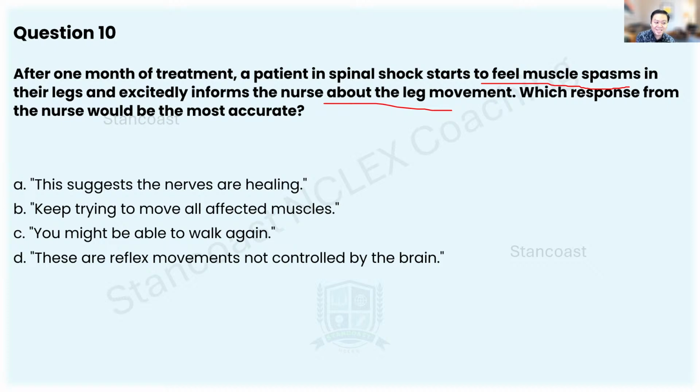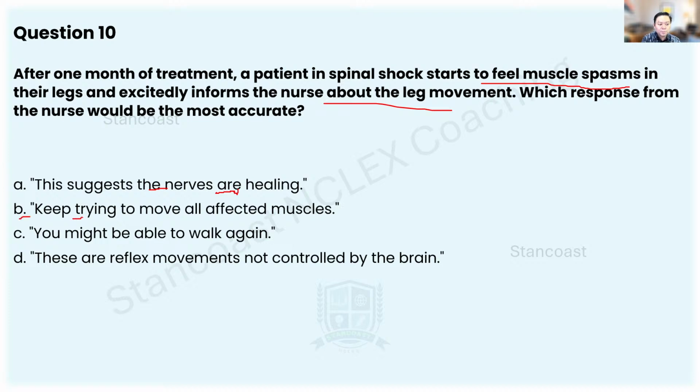Again, the reason is the increasing sensitivity. Remember that there is a resolution. There was going to be a comeback of the reflexes after several weeks. So take note of that, guys. This is not an indicator that their motor function will return. It doesn't suggest that the nerves are healing. No, it is because the spinal shock has resolved.